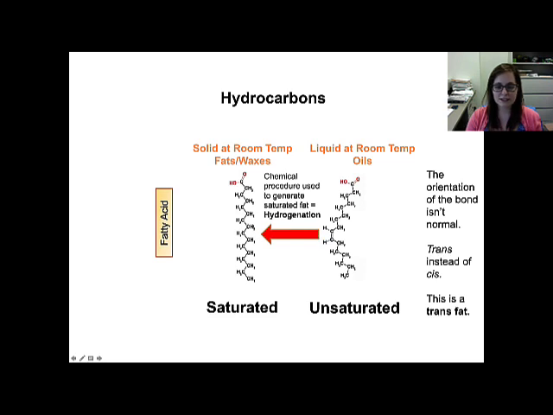But when it does this, and it makes that bond a single bond, it doesn't make it in the right orientation. So instead of being a normal cis bond, it actually makes a trans bond. And our body can't break down those trans bonds. And so this is what's called a trans fat, and this is why trans fat's not good for you, because your body can't break it down. It's a foreign type of bond, and our enzymes just don't recognize it the same way.